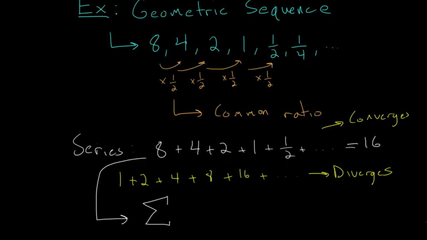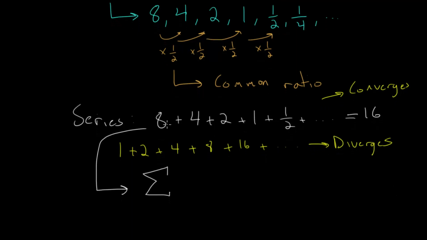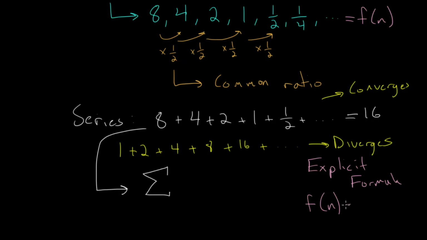And to use this notation, we want to first remember what the explicit formula for a geometric series is. So let me write that down. So when you have these sequences, the explicit formula for finding a term in this sequence, we can say that this sequence is called f of n. To find the nth term in the sequence, you take the first term and you multiply by the common ratio, which we'll just call r, raised to the n minus 1 power.